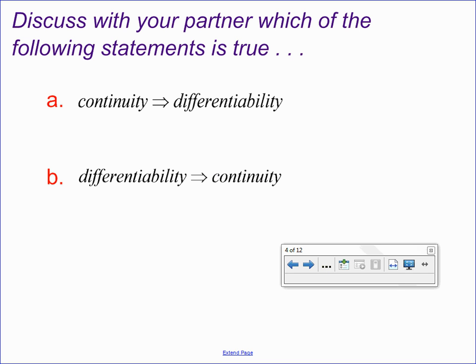That's great. All right, so go ahead and share with the class which, if any, of these statements are true. So which of these statements is true? So Sophia and Tess? B is true. Raise your hand if you have B. B is true. Awesome. A is not true. Okay, so what would be a counterexample for the claim that continuity implies differentiability? Why is A not true? Paul? Cusp doesn't have a derivative.